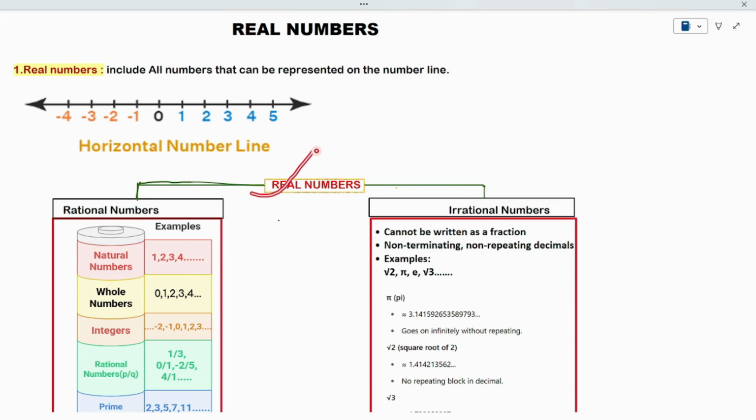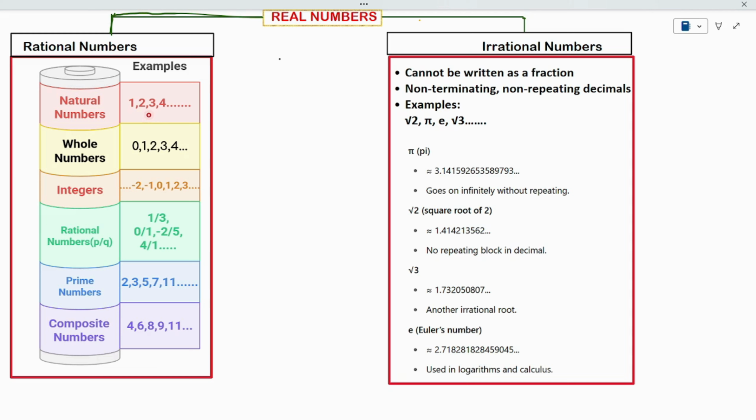Again, these real numbers are of two types, rational numbers and irrational numbers. Let's go through them one by one. The numbers which are used to count any quantity, we call natural numbers. An example of natural numbers is 1, 2, 3, 4 and so on.